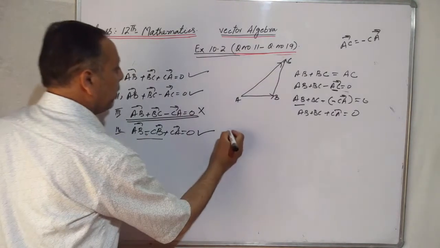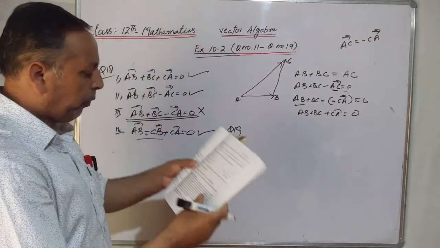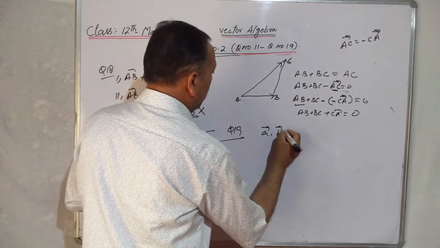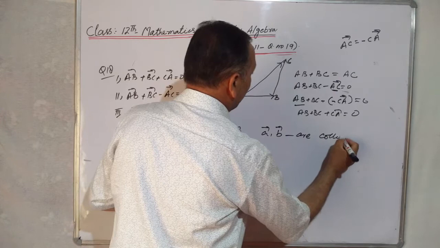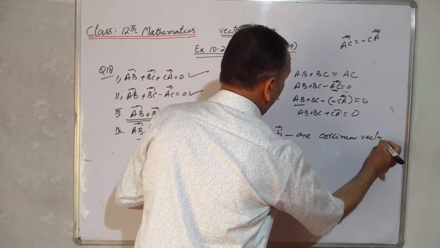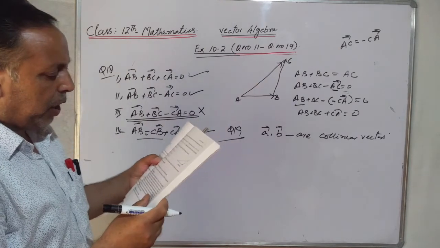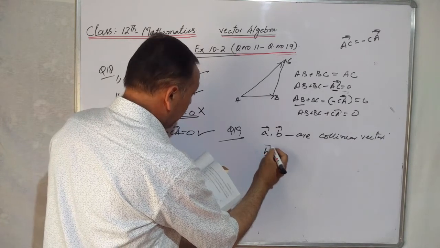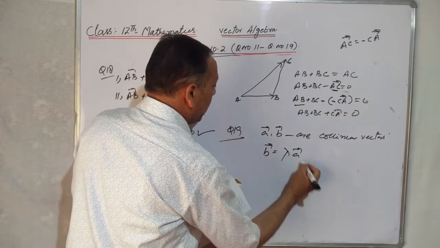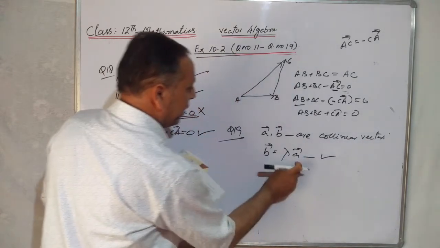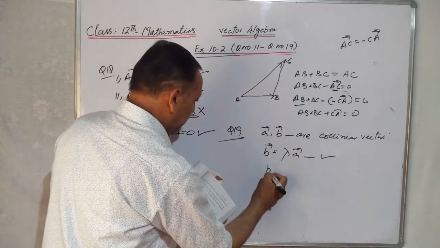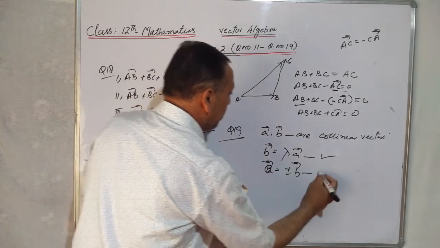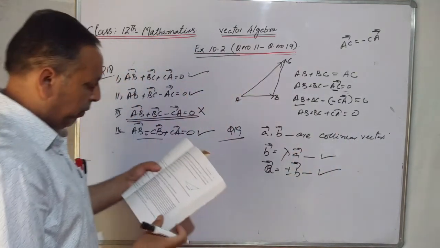And question number 19. A and B are two collinear vectors. Here we have been given that A and B are two collinear vectors. Which of the following statements is incorrect? Vector B is equal to lambda times vector A. This is a correct statement regarding two collinear vectors. Vector A is equal to plus minus vector B. This is also a correct statement with regard to collinear vectors.